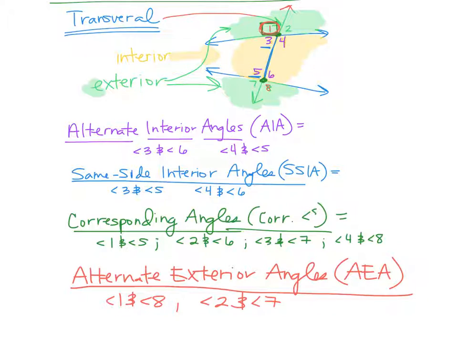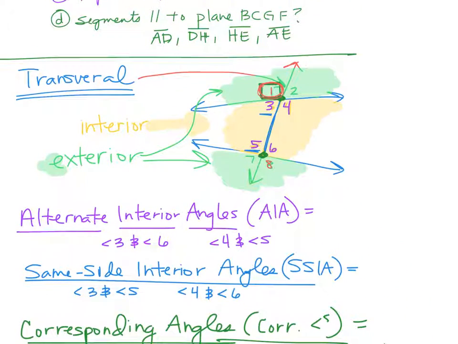So then same side exteriors, which I'm not even gonna write down because the book really doesn't cover it. Same side exteriors would be like 1 and 7 or 2 and 8. Those are on the same side of the transversal but outside, okay? Any questions on that?